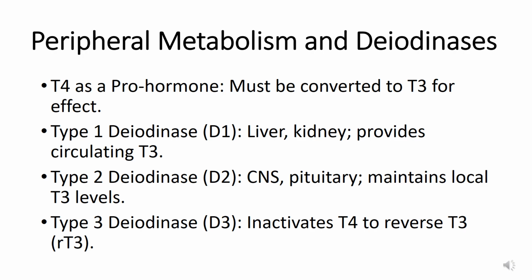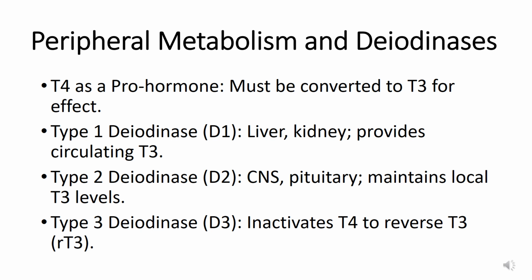One of the most important enzymes is type 1 deiodinase, or D1. This enzyme is found mainly in the liver and kidneys. D1 converts circulating T4 into active T3 and contributes significantly to the amount of T3 present in the bloodstream. Because of this role, D1 helps maintain normal systemic thyroid hormone levels and supports metabolism throughout the body.